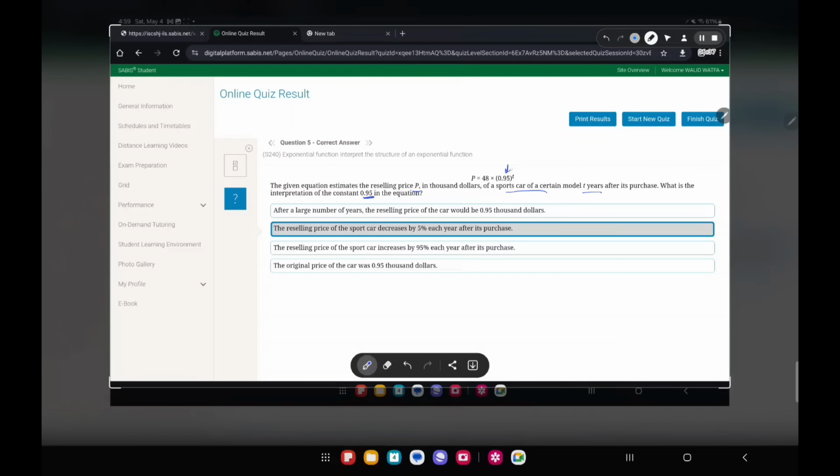Okay, so this 0.95 represents our 1 plus r over 100, right? Because you know the formula is I times (1 plus r over 100) to the power of x. So this 0.95 represents what's inside the brackets, the 1 plus r over 100. When they ask what the 0.95 means, they're pretty much asking what the rate r is. How would you find r? Very simple, you just equate it. Since our 1 plus r over 100 is 0.95, just set it equal.